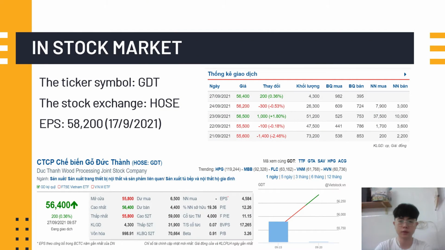Last but not least, I want to talk about their activity in the financial market. As we can see, the ticker symbol of Đức Thành is GDT, and it is listed on the HOSE stock exchange, and the EPS from 17 September 2021 is 58,200 Vietnam đồng.